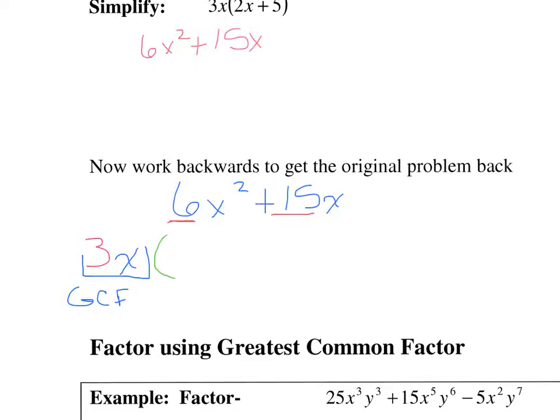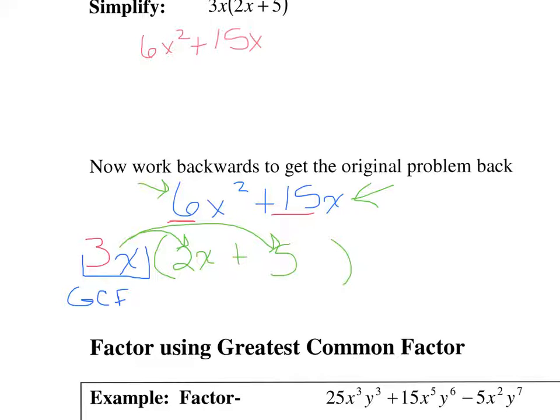Then we use some parentheses. Inside the parentheses, we're going to put two terms that will multiply times the 3x to give us these terms. So what times 3x gives us 6x squared? Well, 3 times 2 would give us 6, and x times x would give us the x squared. So 3x times 2x gives us back the 6x squared. And then what times 3x would give us back the 15x? Well, 3 times 5 is 15, and we don't need any more x's, because this x times no more x's will give us this x.